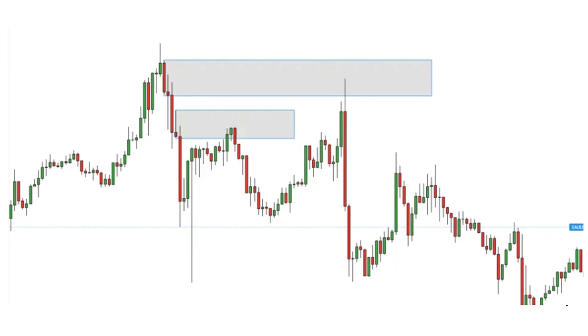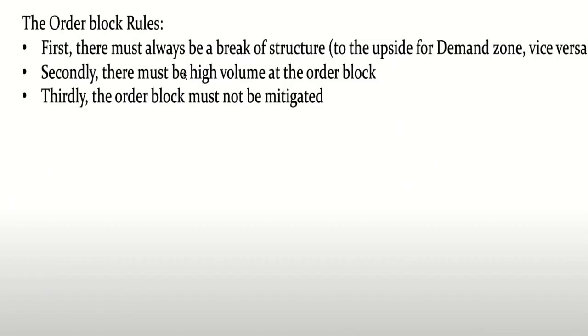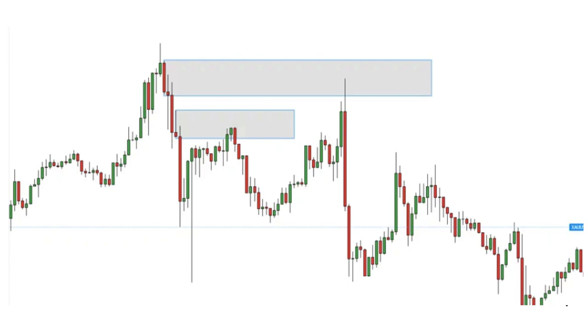So remember, let's just recap. We said for an order block to be an order block, there are three rules we must keep in mind. There must always be a breakout structure. Secondly, there must be higher volume at the order block. Thirdly, the order block must not be mitigated, right? If the order block is not mitigated, for example, like this one, this zone which the price will then have to mitigate, we call this zone imbalance. It's a gap here, imbalance, that is still to be filled by the market, so that this one can be mitigated.